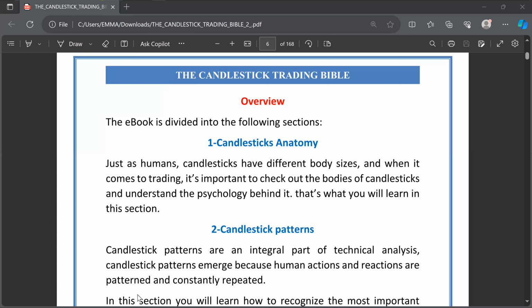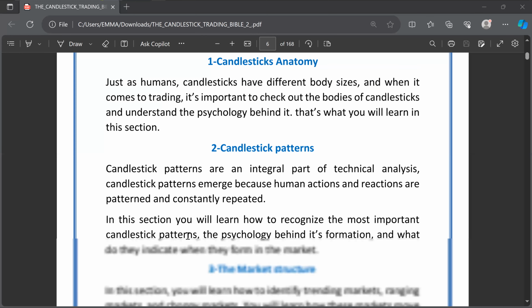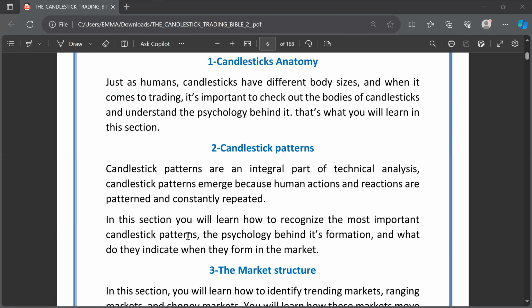And then the second section, we talk about candlestick patterns. Candlestick patterns are an integral part of technical analysis, a very important part of technical analysis. Candlestick patterns emerge because human actions and reactions are patterned and constantly repeated. When you look at charts, it is actually talking about the past history, in fact the history of that particular currency or currency pair.